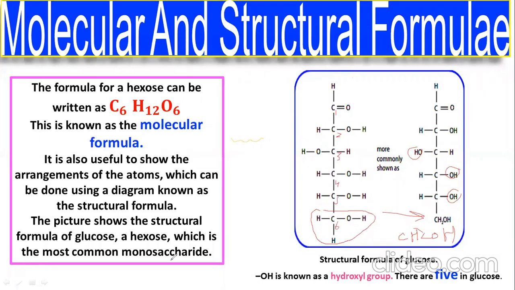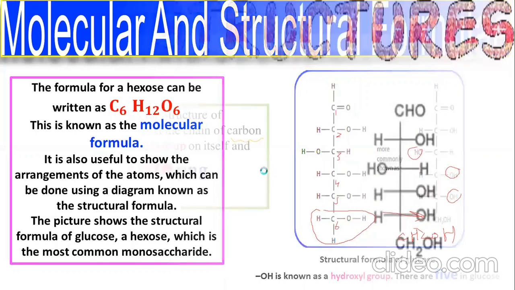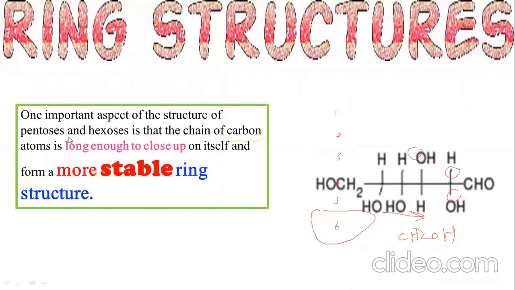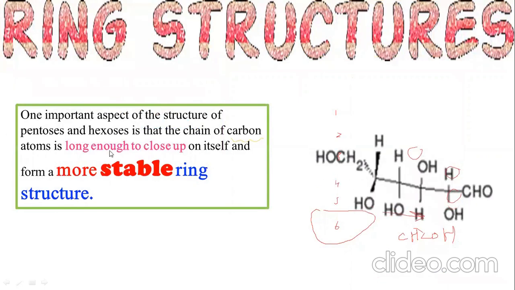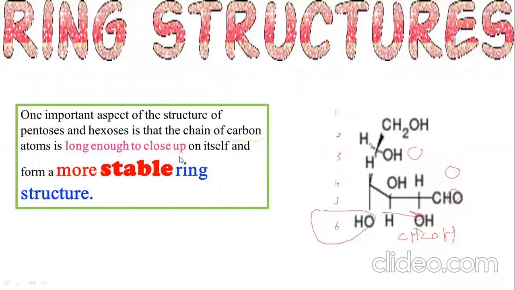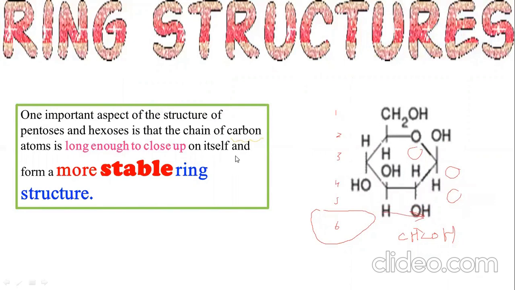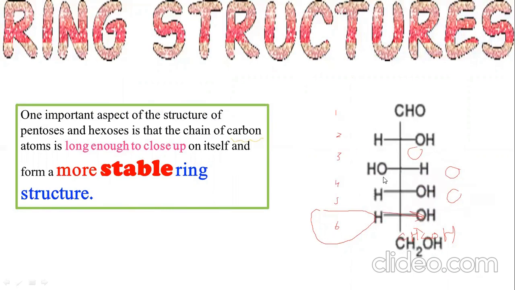Is it clear? Now, this glucose you can find in the ring form. When it is in solution, that is the more stable form, you will find it in the ring form. One important aspect of the structure of pentose and hexose is that the chain of atoms is long enough to close up on itself. They can close on themselves. You can check here, it's converting into what? Into ring form in a solution. Check it here.